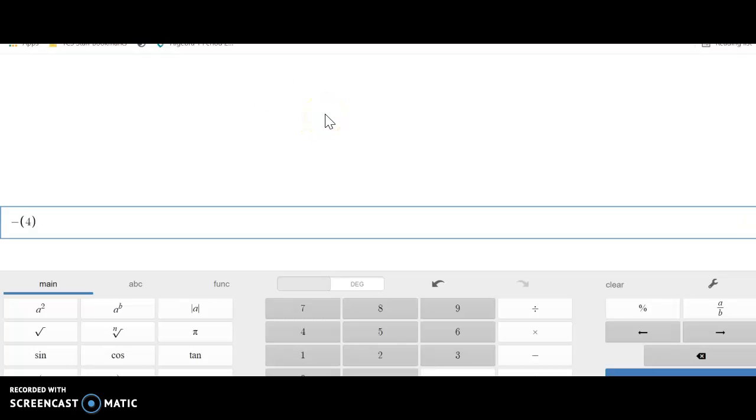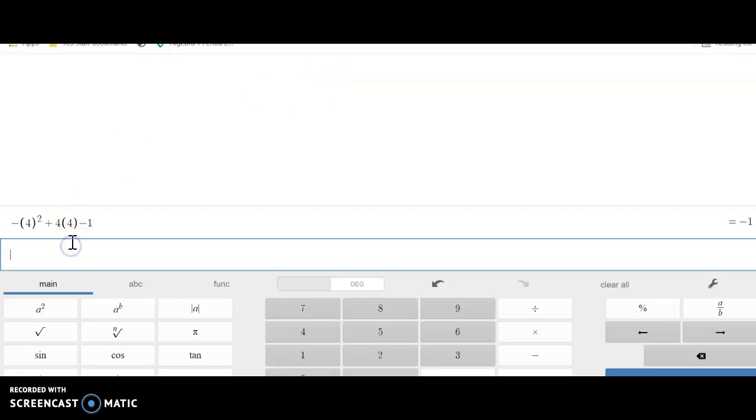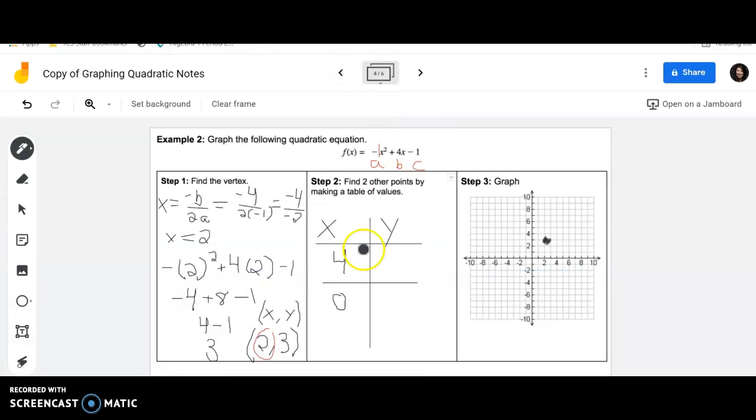See, we're doing 4 squared, so an x, and then plus 4, and then plug in a 4 in for the x, and minus 1. And I got a negative 1. Okay, and I should get the same thing when I plug in a 0. And I get another negative 1. So I'm going to have negative 1 and negative 1.